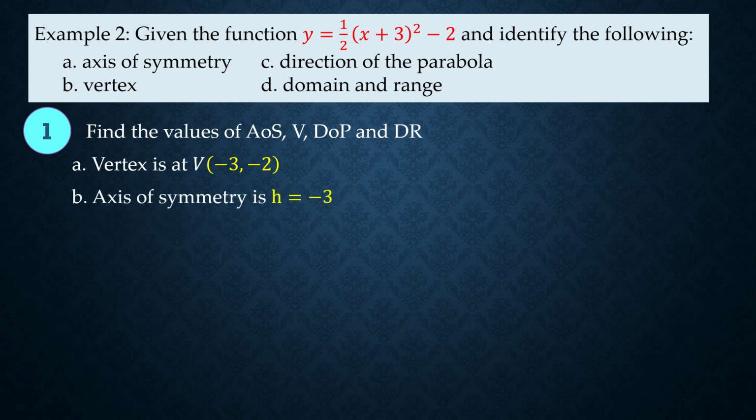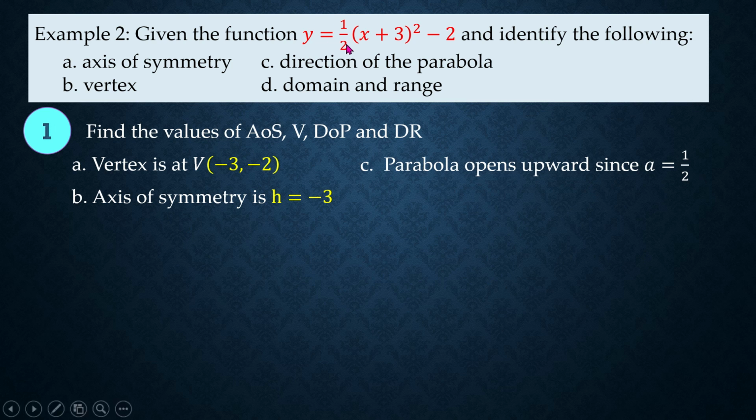Easy. As for symmetry, the value of h is negative 3. So therefore, the parabola is possibly in the second and third quadrant, because x is negative 3. The parabola opens upward since a is 1/2. A is positive 1/2. So therefore, the parabola opens upward.